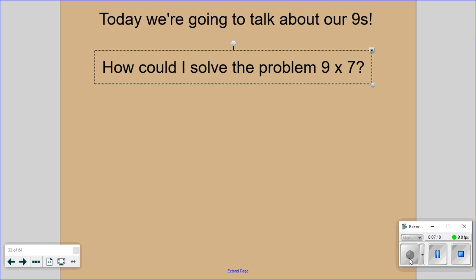You could use a fast array. What would a fast array look like? We learned that strategy last week. I should see lots of hands. And if you don't know, you should be looking back in your notebook like Bella's doing right now. What does a fast array look like, Ashlyn? Okay, can you help me make a fast array for 9 times 7? You can, because you just showed me what they look like. How would I make it?